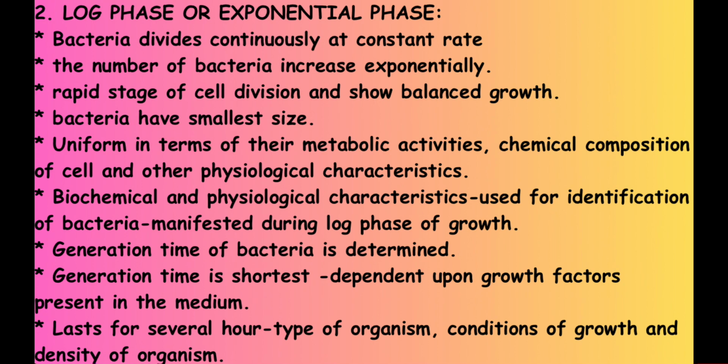And the generation time of bacteria is also determined during log phase. We have said earlier about generation time, right? That is the amount of time that it will take for the population to double. So this generation time will not be the same for all bacteria in the culture, okay? And the generation time is shortest during the log phase and it is dependent upon growth factors present in the medium. The log phase will last for several hours, and how much time the log phase will last depends upon the type of organism, conditions of growth and density of organism.